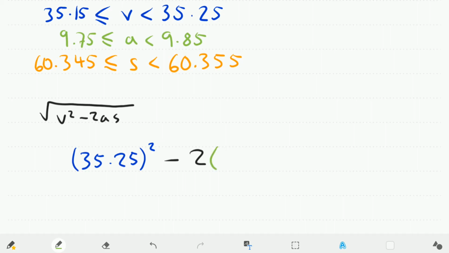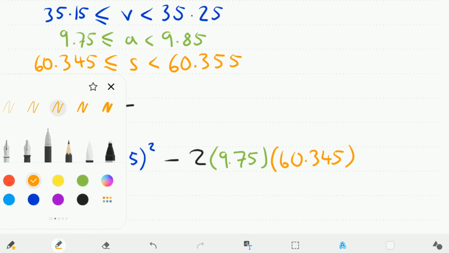Now we're trying to get a very, very small number, so we're going to have to use the smallest number possible, which is 9.75 for the acceleration, and 60.345 for the displacement. And the reason for this, again, is if we chose 9.85, then 9.85 multiplied by this would give us a bigger number than 9.75 multiplied by 60.345. And the same reason for why we didn't use 60.355.